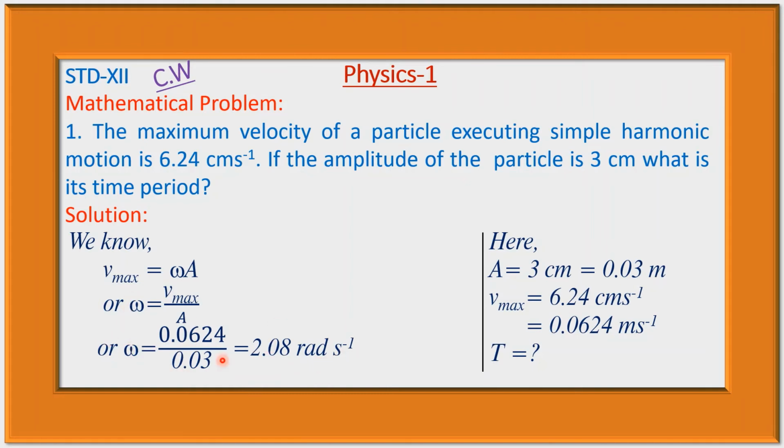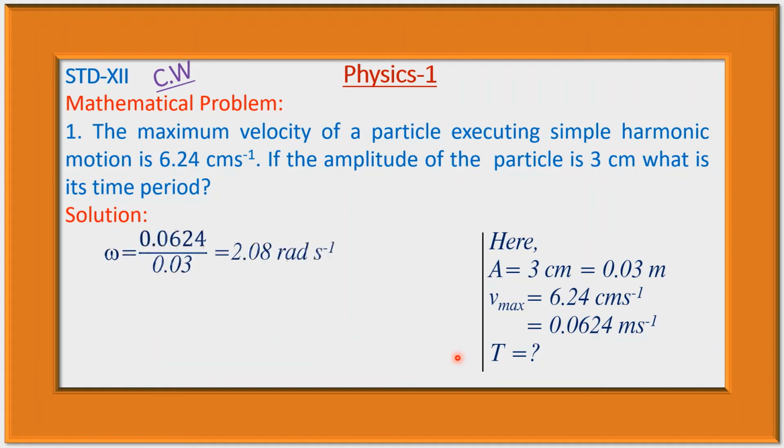This is the angular frequency. Angular frequency omega is equal to 2.08 radian per second. Again, time period T is equal to twice pi divided by omega. Already we have determined the value of omega. So time period is twice pi divided by 2.08, the value of omega, and after calculation it is 3 seconds. This is the time period of the particle executing simple harmonic motion, and its maximum velocity is 6.24 centimeter per second, and its amplitude is 3 centimeter, and time period is 3 seconds.